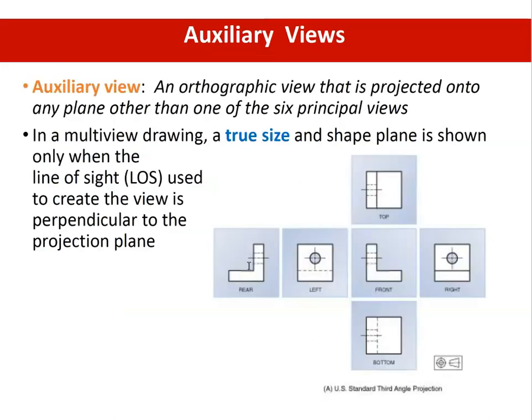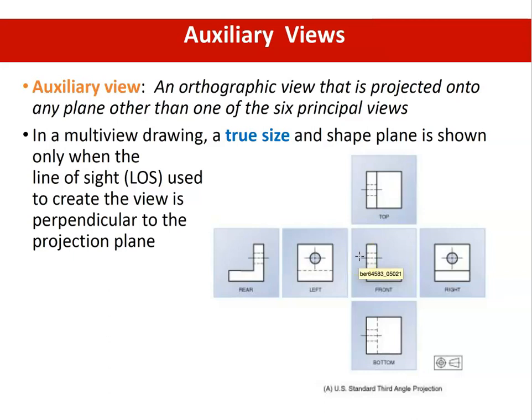Alright, so an orthographic view that is projected onto any plane other than one of the 6 principal views is known as an auxiliary view. Now look at this diagram. This is the standard third angle projection, and we have learned about this in our previous lecture. We know that we have the front, the top, the bottom, the right, left, and also the rear or the back side. These are flat planes or flat projections, and you have 6 of them.